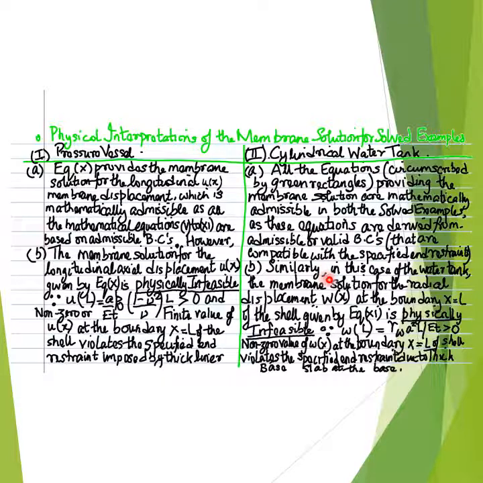However, in case of the cylindrical water tank, the membrane solution for the radial displacement W at any coordinate x results in a non-zero value or a finite value of the radial displacement W at the boundary x equal to L, obtained by substituting the x coordinate of the boundary, that is x equal to L, in equation number 11 in Roman numerals, that was derived as the membrane solution for the radial displacement W at any general coordinate x.